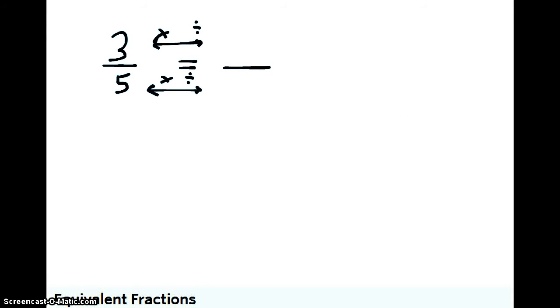So, in order to find an equivalent fraction, all we have to do is multiply or divide the numerator and denominator by the same number. All I'm going to do is show you in this example, what if I were to use the number 7? Sure, 5 times 7 is 35, and 3 times 7 is 21, right? And we can also see that working backwards, if I divide it by 7, 35 divided by 7 is 5, 21 divided by 7 is 3.